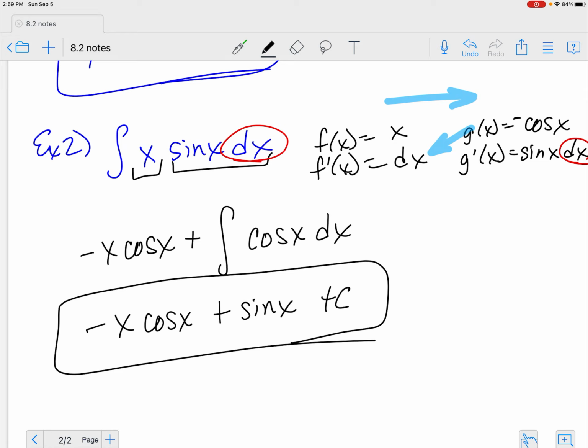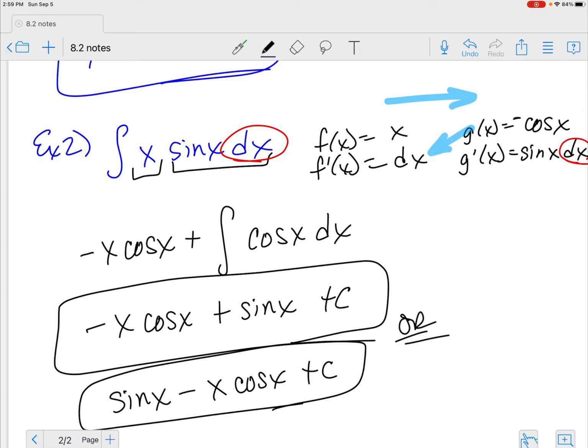Sometimes in your book or in the notes, they will rearrange this so that you can have sine of x minus x cosine x. That way you just don't have a negative out front. Doesn't matter. All right? I would take either one. It doesn't matter, but I just want to point that out to you in case you're looking at that. This is about recognizing patterns and being able to plug in the integration by parts formula. Okay, we're going to practice a whole lot more. So here we go.